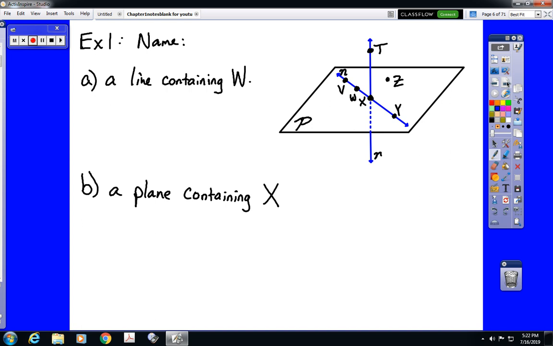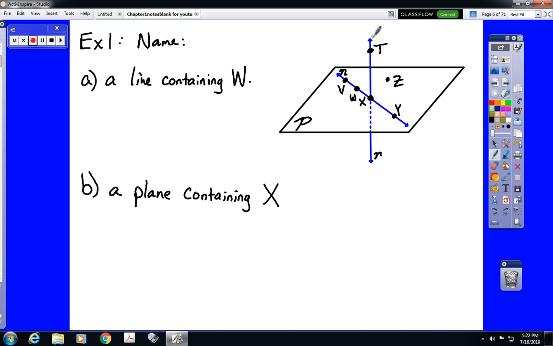So here in the diagram we have a plane. Notice the cursive P in the corner. Remember that we name a plane with a cursive capital letter. So plane P, which contains line N and points V, W, X, Z, and Y. Those points are all on plane P.